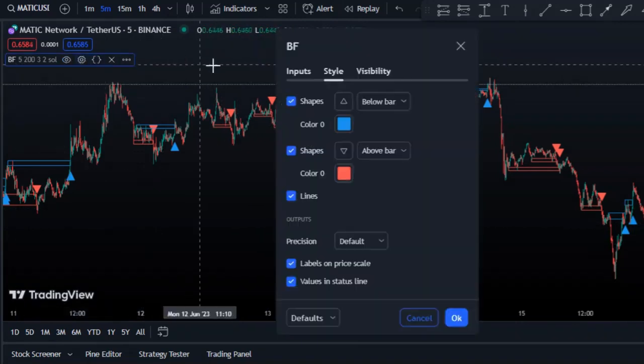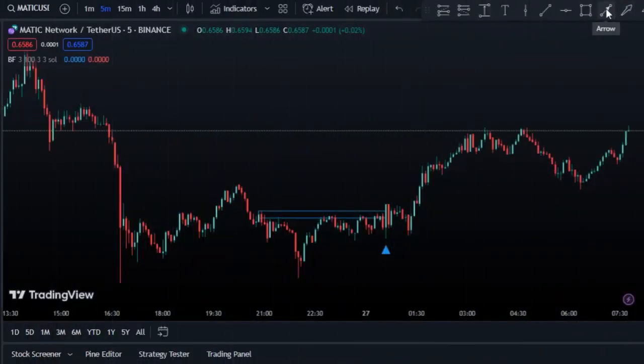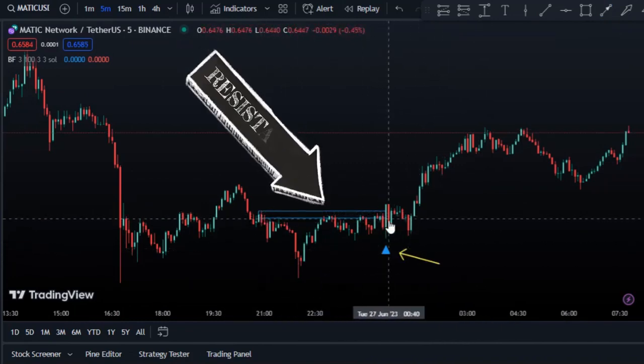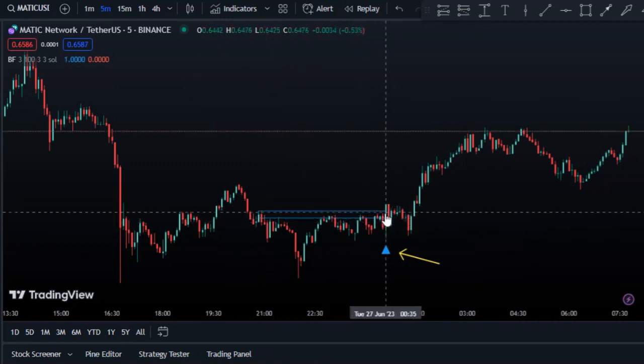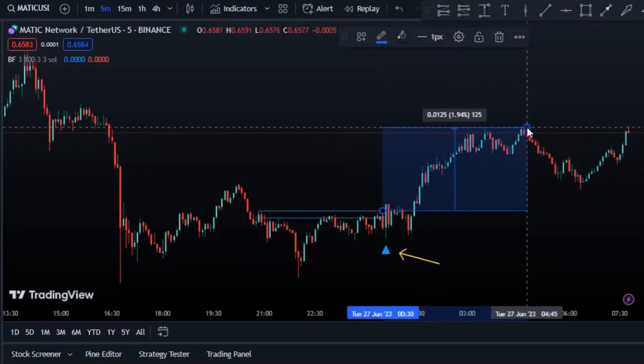So head over to the indicator settings and in the inputs tab, change the period to 3, max breakout length to 100, and minimum number of tests to 3. In this example, the indicator has identified a breakout by marking a resistance area and displaying a breakout point. It indicates that a breakout has occurred, allowing you to enter a long trade at this candle.